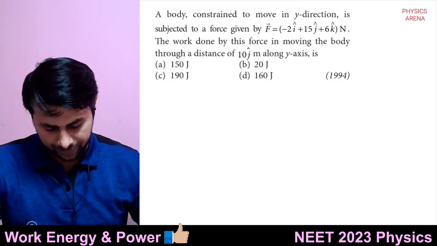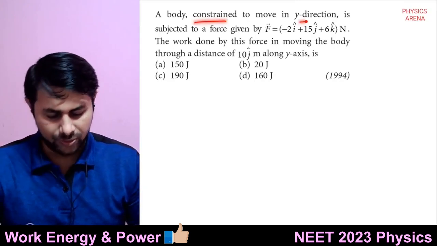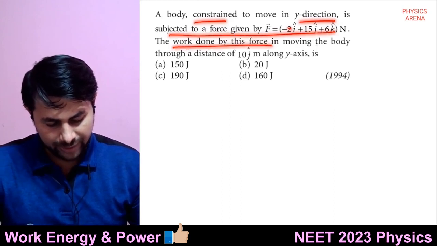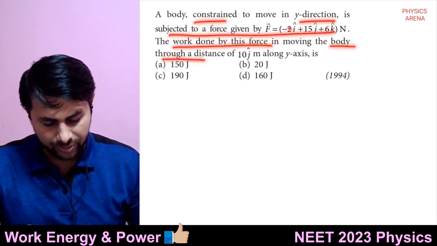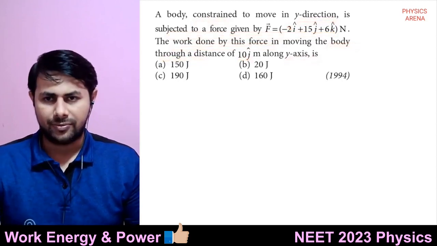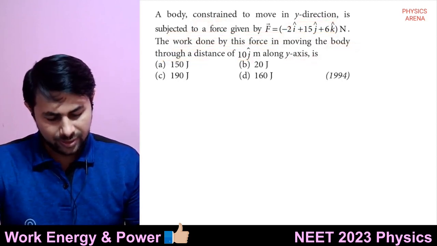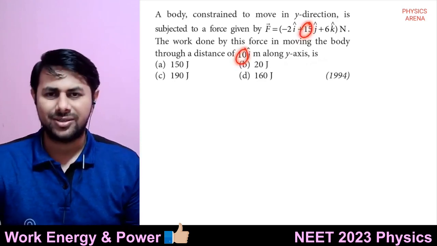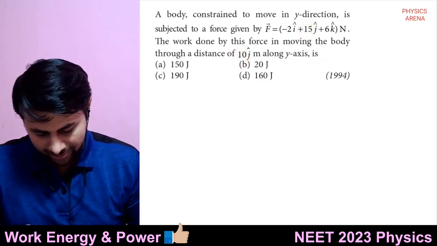Next problem. A body constrained to move in y direction is subjected to this force. The work done by this force in moving the body through a distance of 10 j cap along y direction, y axis. Right, 150 joules. Just y component with y component. Okay, so 150 joules is the answer.